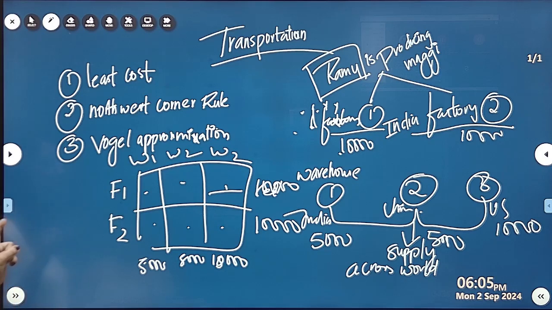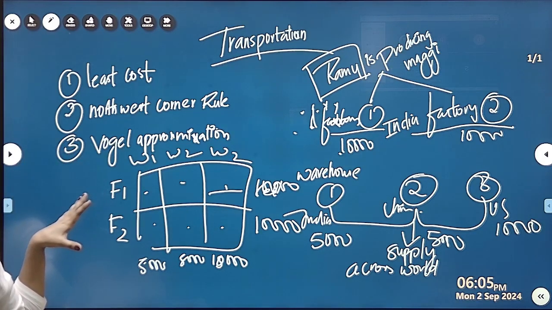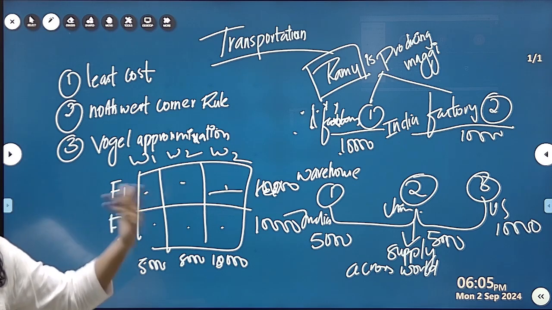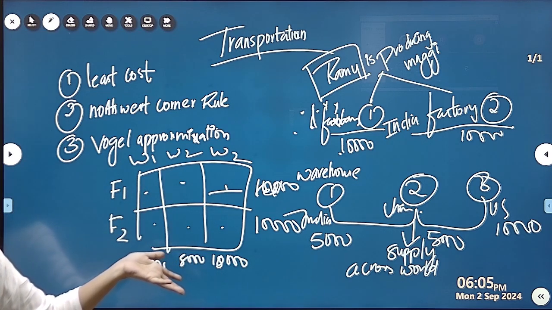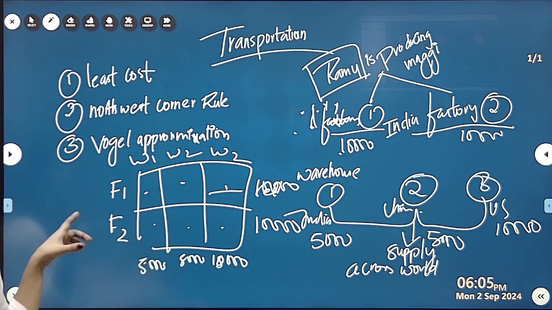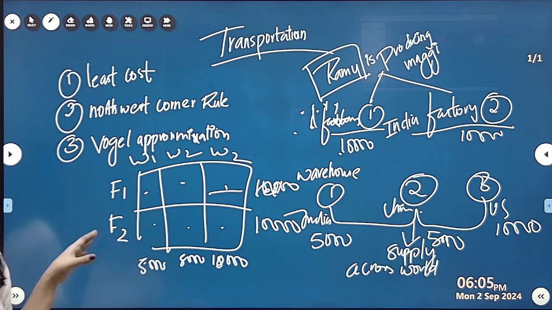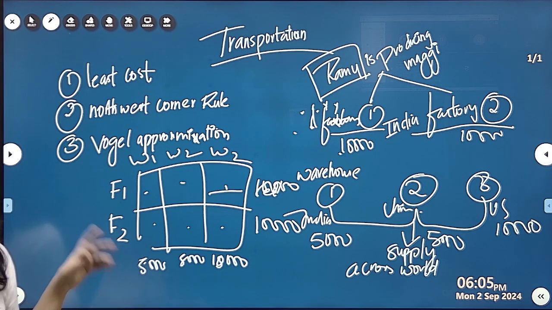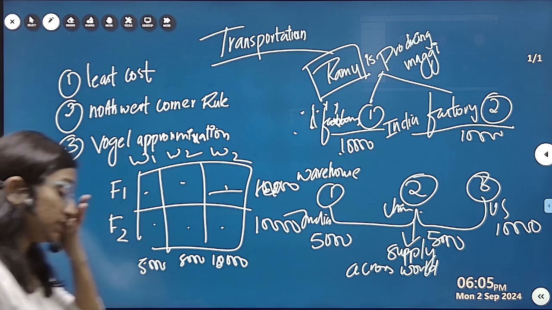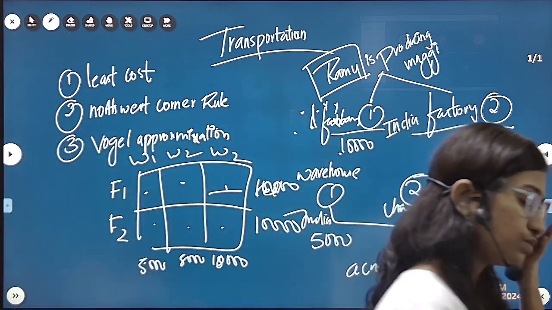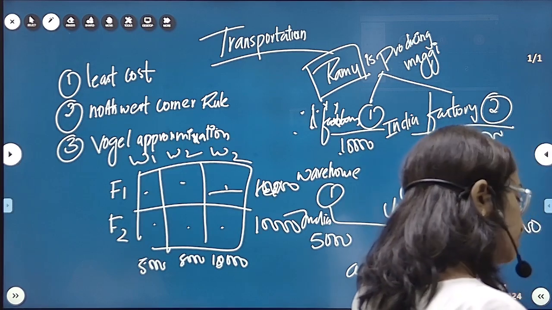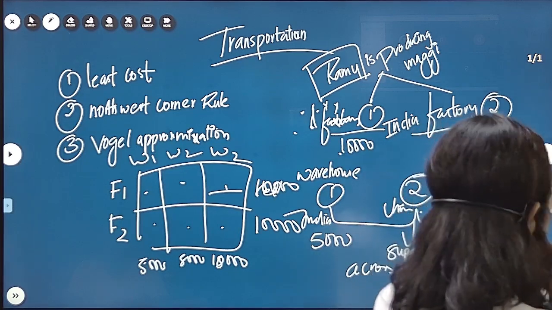By using the transportation model, we will know, with the least transportation cost, where we can supply the customer from. Through making the transportation cost low, we can decide which factory supplies which warehouse. So that is what transportation is. We'll discuss the problems in these 3 methods tomorrow.